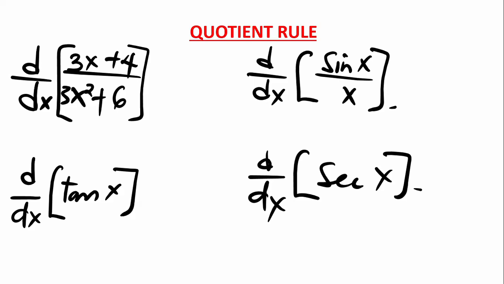This is all about finding the derivative using the quotient rule. That is, using the quotient rule to find the derivative of a function. Now look at, we have these functions, so we are going to work it out now.